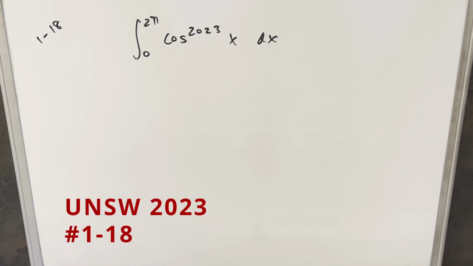Okay, we have here today another integral on the board. This one's from the UNSW Integration Bee, round 1, problem 18. We have the integral from 0 to 2 pi of cosine to the 2023 x dx.